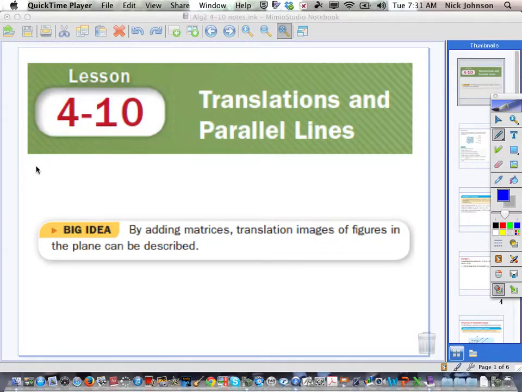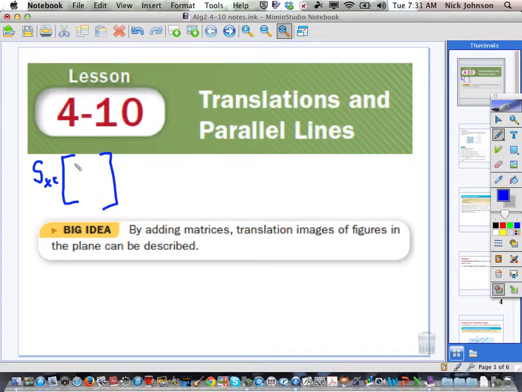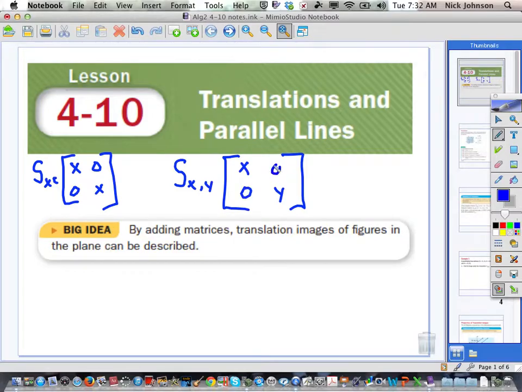If you remember from previous lessons, we did size change, where you multiplied by some matrix that had the same number here and here, and then it increased or made your image smaller. Then we had scale change that changed our x's and our y's by some number, and left zeros here. And then we had rotations, and now we're going to talk about translations, which is probably the easiest of all of them.